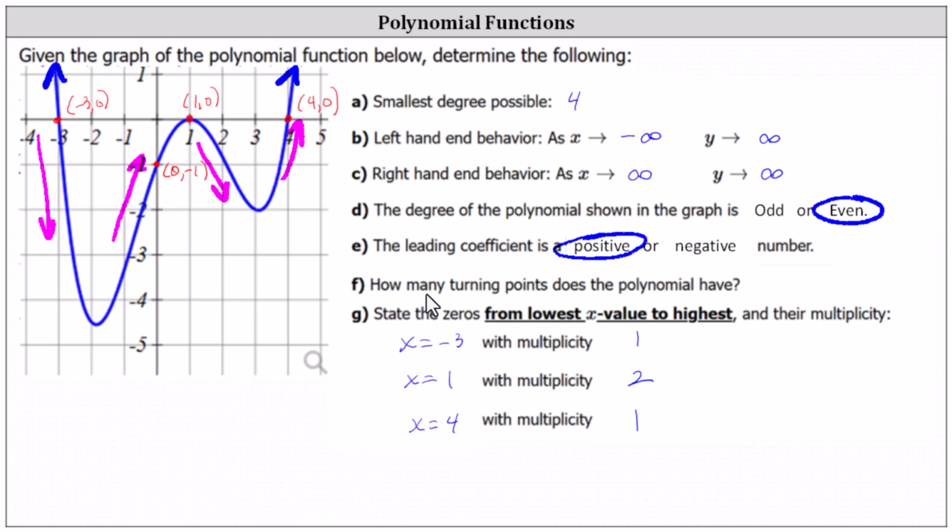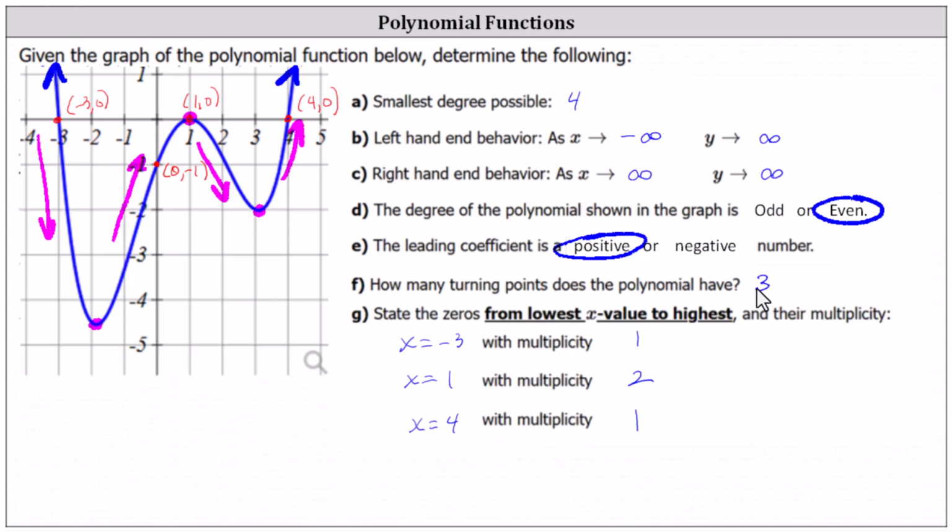And for the last question, how many turning points does the polynomial have? Turning points occur where the function changes from increasing to decreasing or decreasing to increasing. Analyzing the graph, at this point, the graph changes from decreasing to increasing. This is a turning point. The graph changes from increasing to decreasing at this point, which is a turning point. And then finally at this point, the graph changes from decreasing to increasing, and therefore we have another turning point. We have 1, 2, 3 turning points.